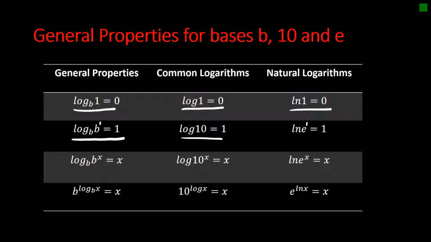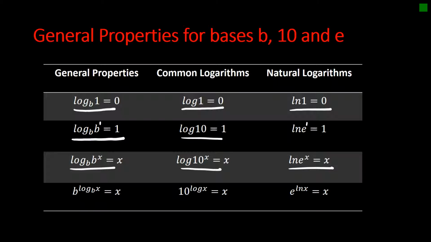The next property is a generalization of the previous property. Log base B of B to the x is x. So there again, log of base B with an exponent with a base of B, all that cancels and it leaves x. Log of 10 to the x is x. And natural log of e to the x is x. For the same purpose, you have the same base on the log as you do on the actual exponent.